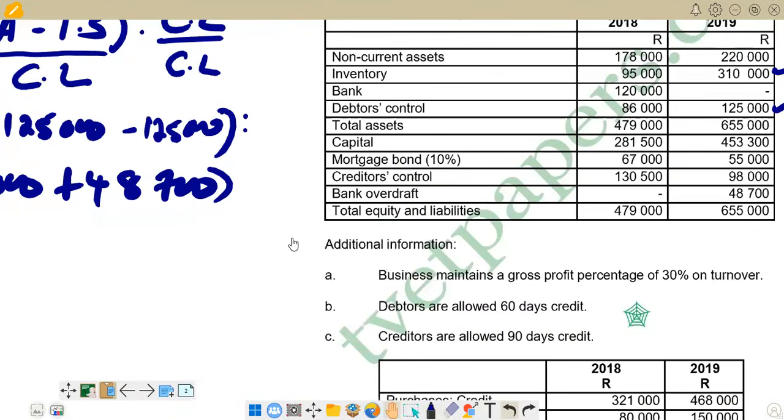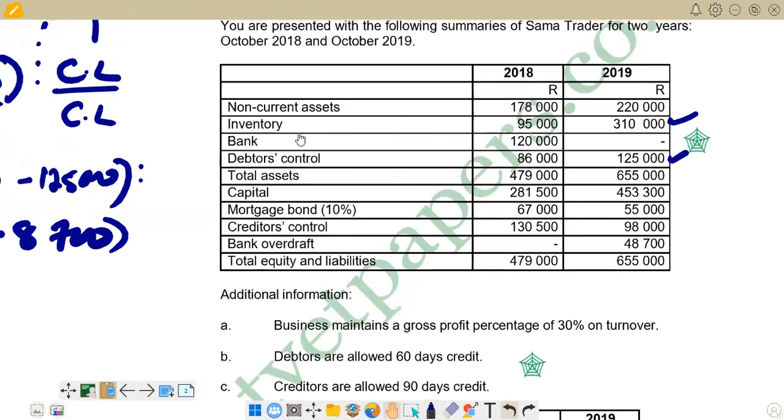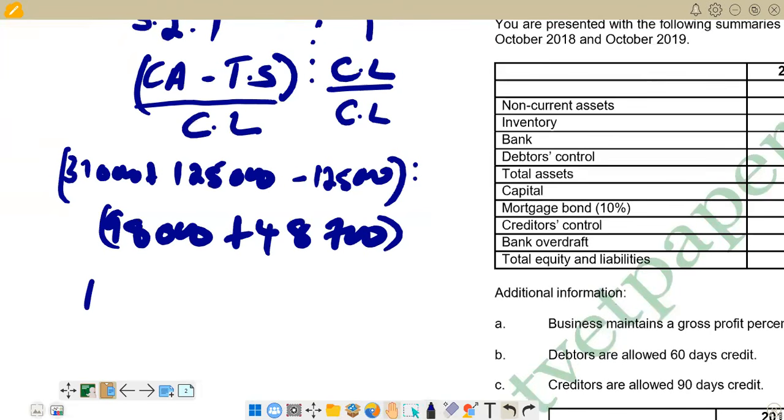Trading stock, inventory, we have got 310, so here we're supposed to subtract 310,000. If you calculate correctly, 310 minus 310 gives you 0, and then you're going to be left with 125,000 only. So we're saying 125,000 over, and then we add 98,000 plus 48,700.